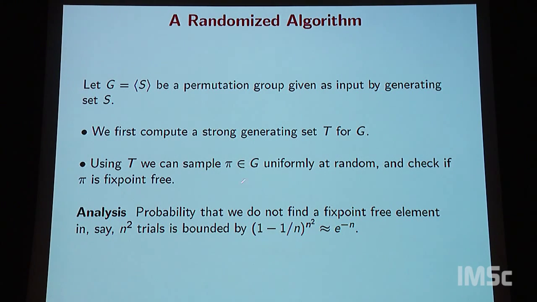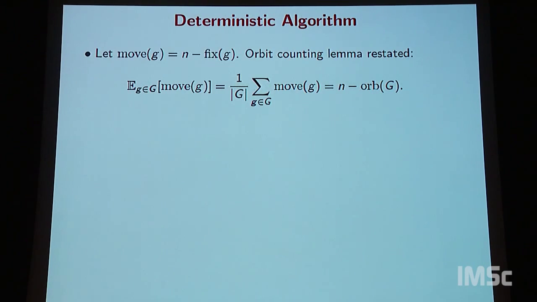Say you run the sampler n squared times, the probability that you don't find a fixed point free element is e to the minus n. So you'll almost surely find one. But now I want a deterministic algorithm for it. So I'm rewriting the orbit counting lemma slightly differently. Let's say mu of G is n minus fix of G.